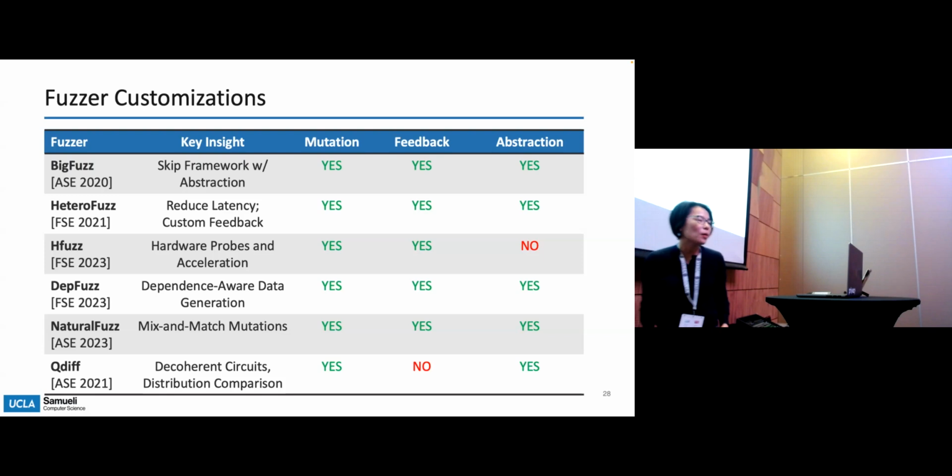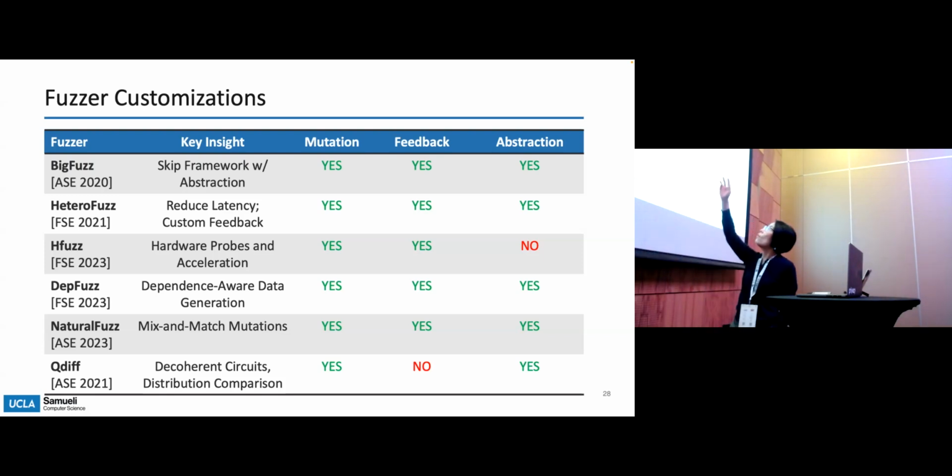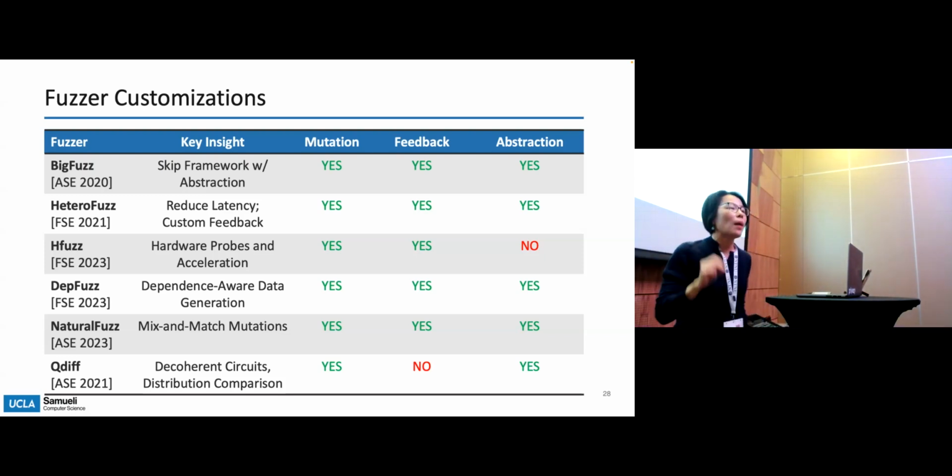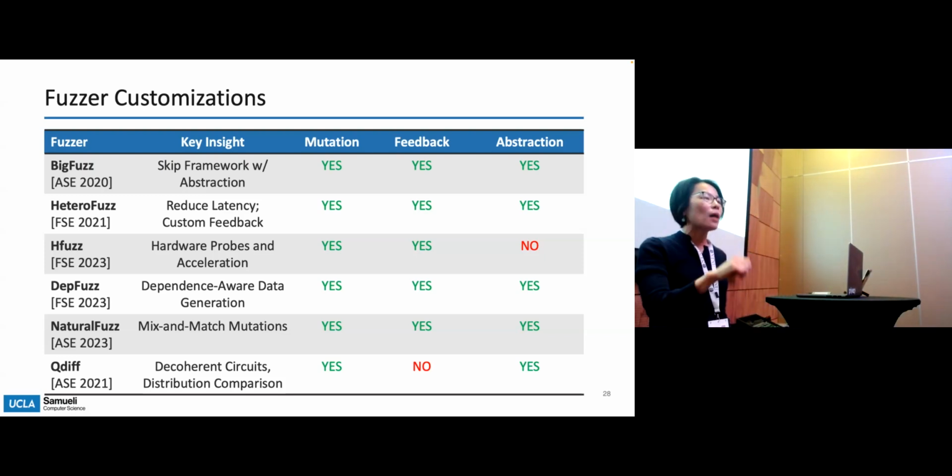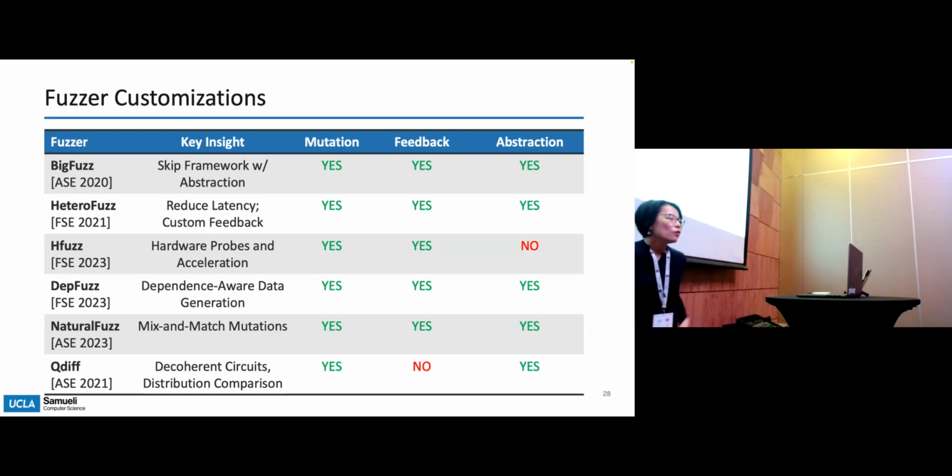But let's first look at the type of customization that has happened. I categorize it into mutation, feedback, and abstraction. For the third, abstraction, I'm mainly talking about abstraction for speed, where I reduce the invocation time or replace the target program so that it could execute fast. Many of these insights are very domain-specific. After this big fuzz, we realized that what really matters is coming up with natural data or dependency-preserving data, so we need better mutations along those lines to make the data realistic.